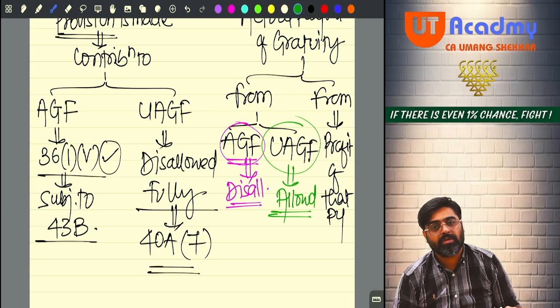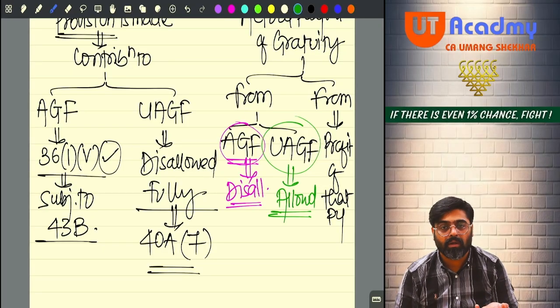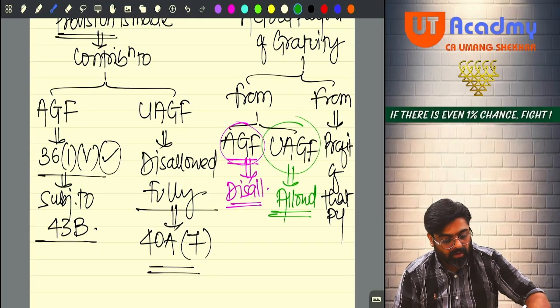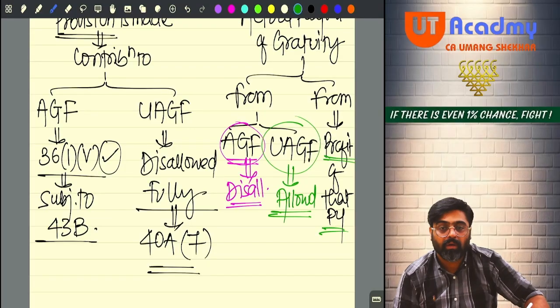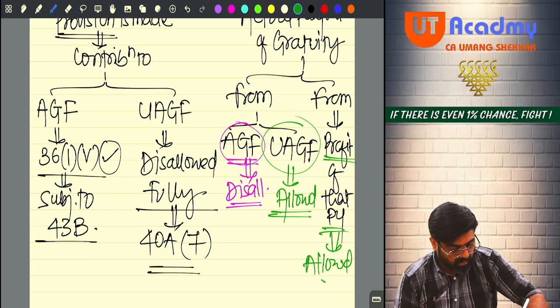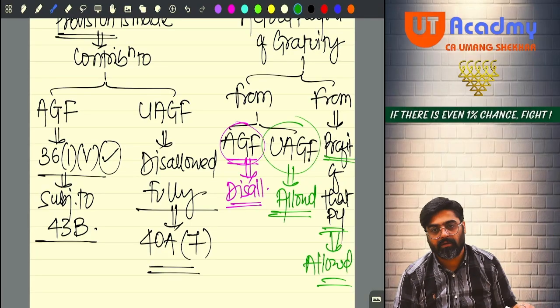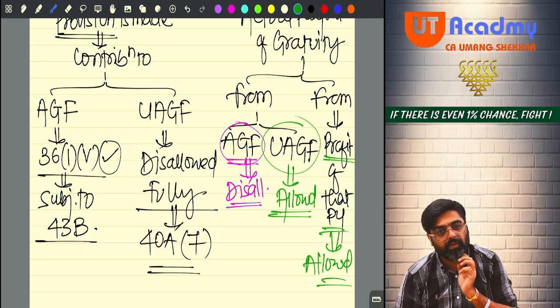Now what if in future you are paying gratuity but no fund you maintained? Neither approved gratuity fund nor unapproved gratuity fund. So that gratuity in future you are going to pay from that year's profit only. So that will also be allowed as an expense of that year. Will you remember this? Sure.